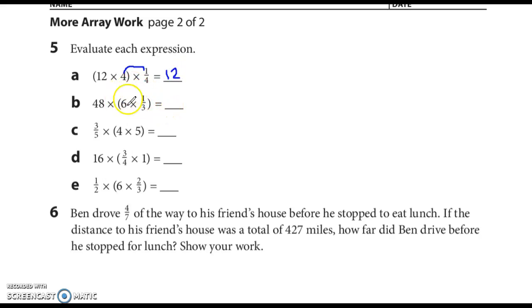On B, 6 times 1/3 times 48, sorry. 6 times 1/3, I'm going to do this one first. 6 times 1/3 is 2, and then 48 times 2 would be 96.